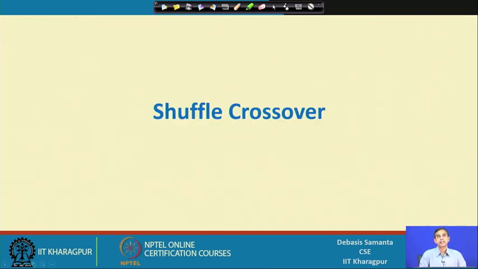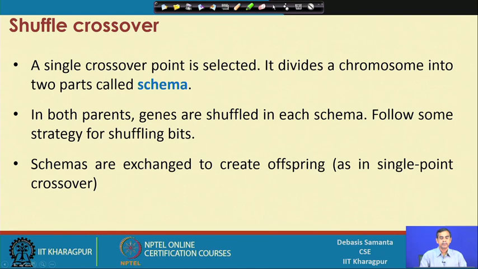Now, we will discuss another, slightly more complex crossover technique. It is called the shuffle crossover technique. It is basically like a single point crossover. So, a single crossover point is first selected in this technique, and it divides the entire chromosome into 2 parts, called schema, and in both parents genes are first shuffled in each schema following some shuffling strategy. Then, as in the single point crossover, the schema are exchanged to create offspring.